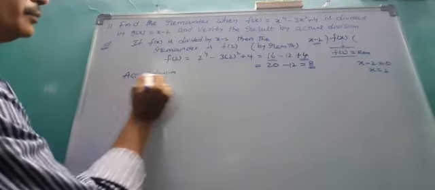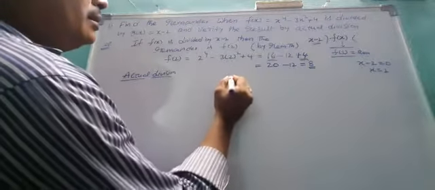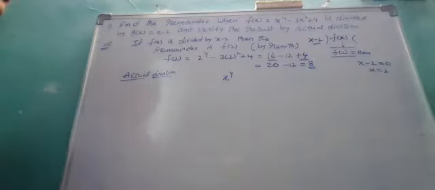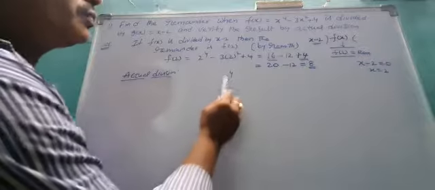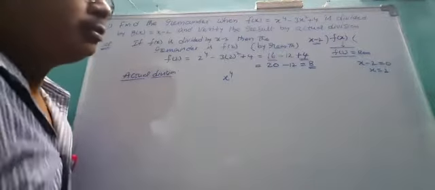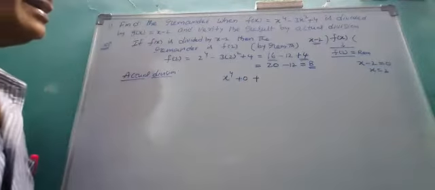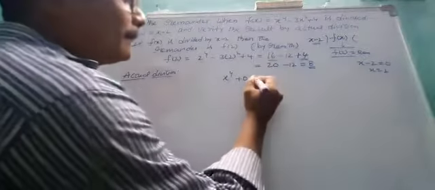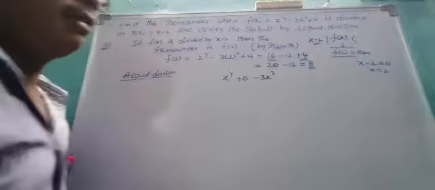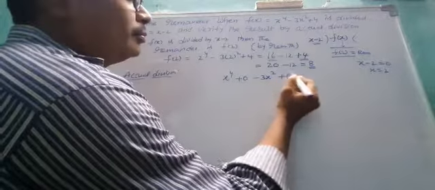Actual division. What is actual division? For f of x, you arrange all the terms with respect to their degrees in descending order. x power 4. Next one, x cube term. Do you have an x cube term? No. Let us take 0. Next one, x square term. Yes, minus 3x square. Next one, x term. Do you have an x term? No. Let us take 0x.